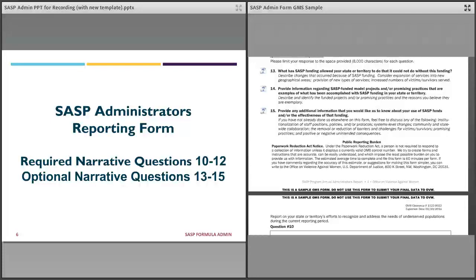In question 14, talk about the standout programs and promising practices being supported by SASP funds in your state. We often use quotes from this question when we write the biennial report to Congress at VAWA MEI. In question 15, you can provide any information about the data in this report that you think we should know about. This is the first place we will look if we have any questions about your data before we contact you.